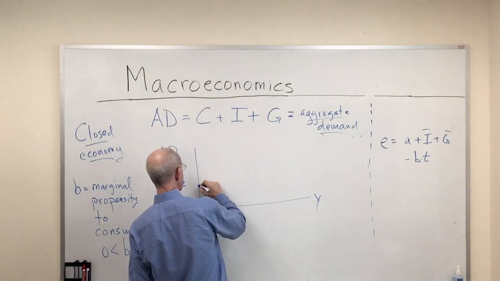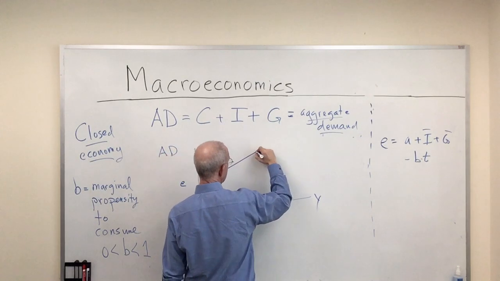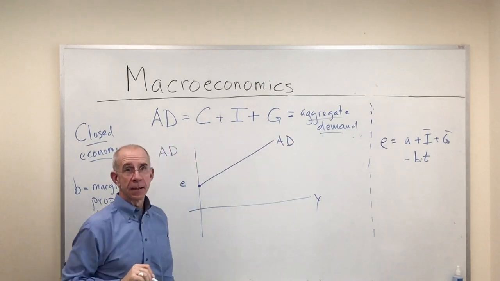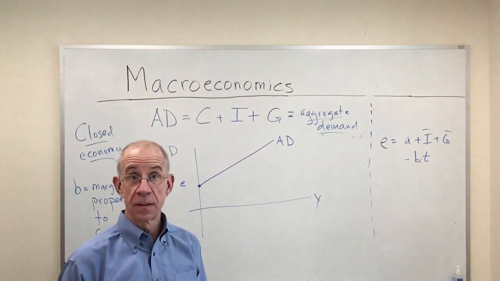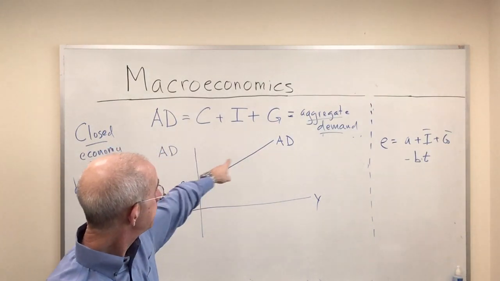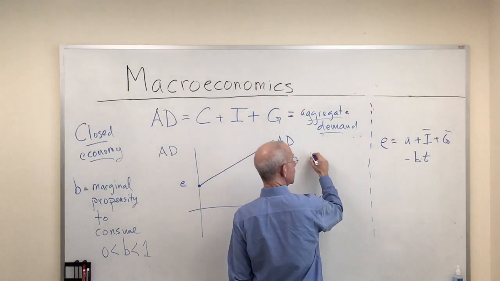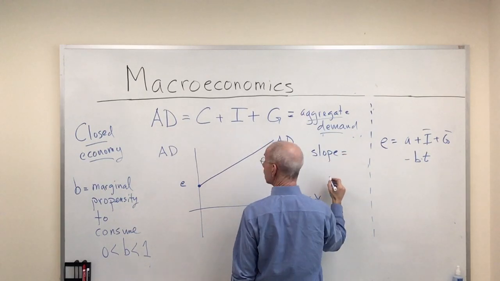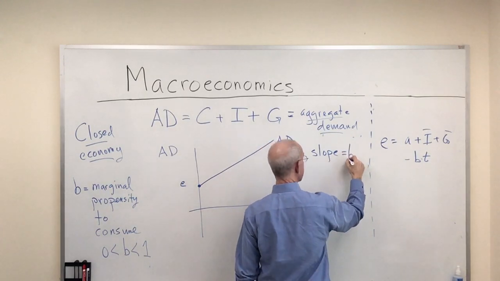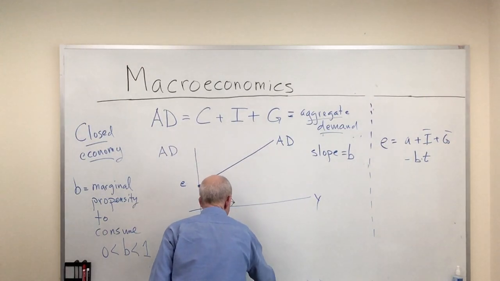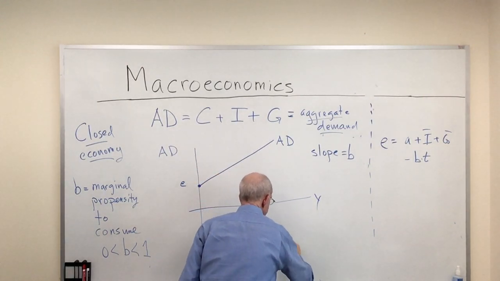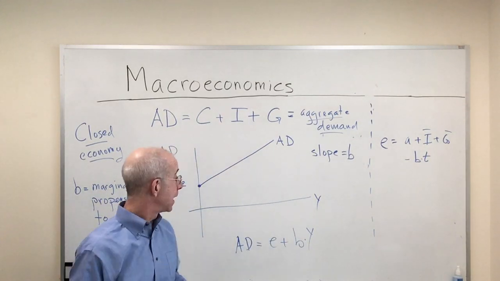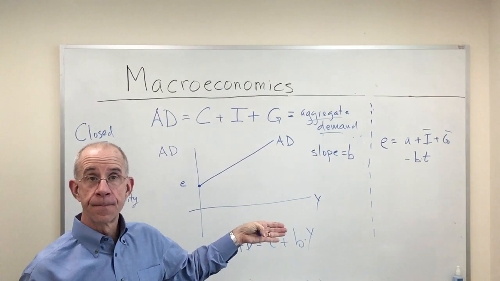And then I've got an aggregate demand that has this shape, whose slope is equal to B. Again, this was aggregate demand equal to E plus B times Y. Okay? It's just the slope of a line.